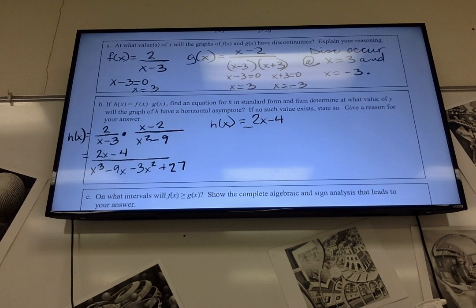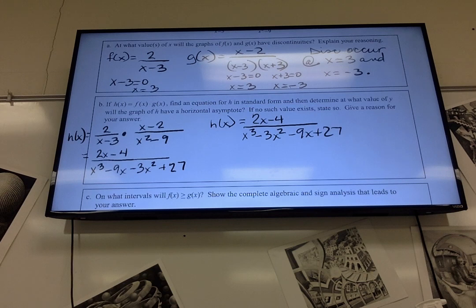There is nothing in the bottom that we can put together because they don't have the same variables. So I'm just going to rearrange it so that it's in descending order, which is what we're used to. It wouldn't be wrong if you didn't. So we got our h of x. That's our equation in standard form.